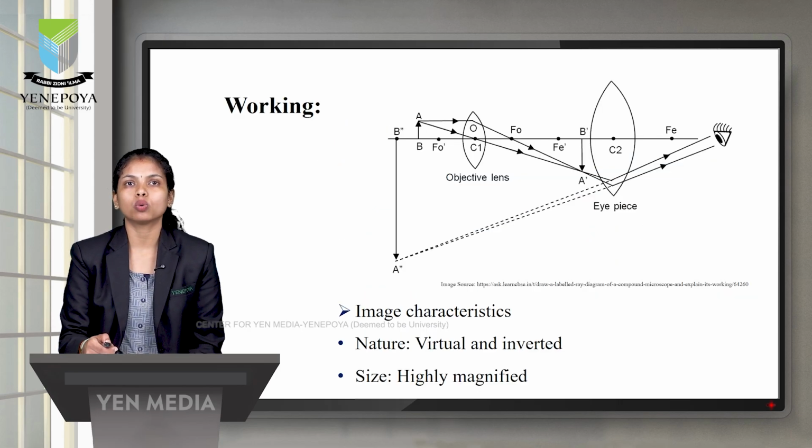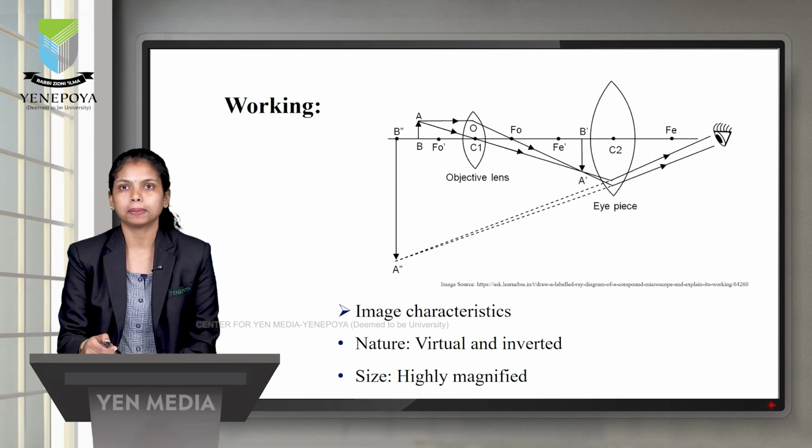Next, to see the working, this ray diagram represents an object AB placed in front of the objective lens beyond its principal focus FO. It forms an image A dash B dash, which is real, inverted and enlarged. This image acts as an object for the eyepiece.